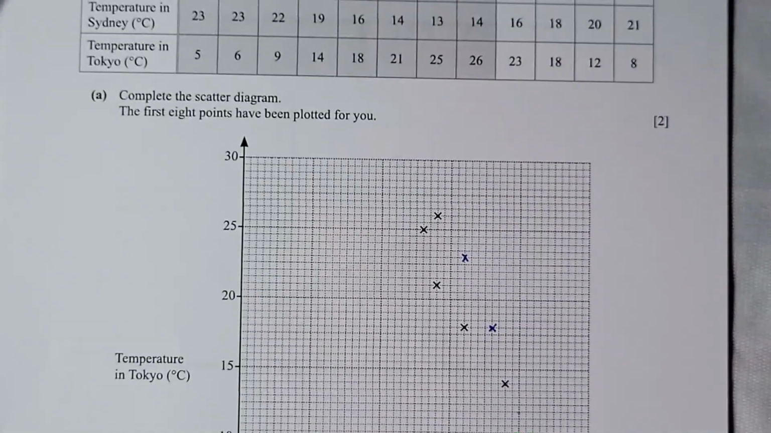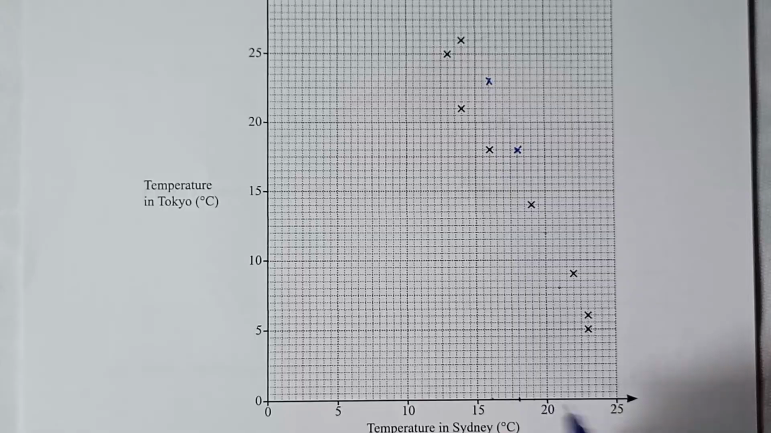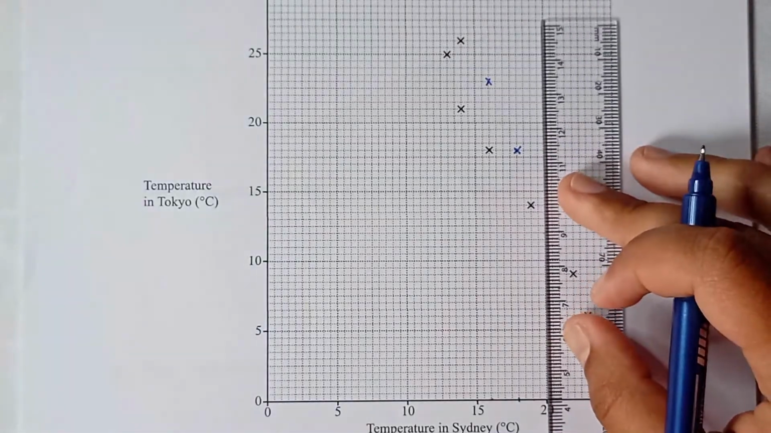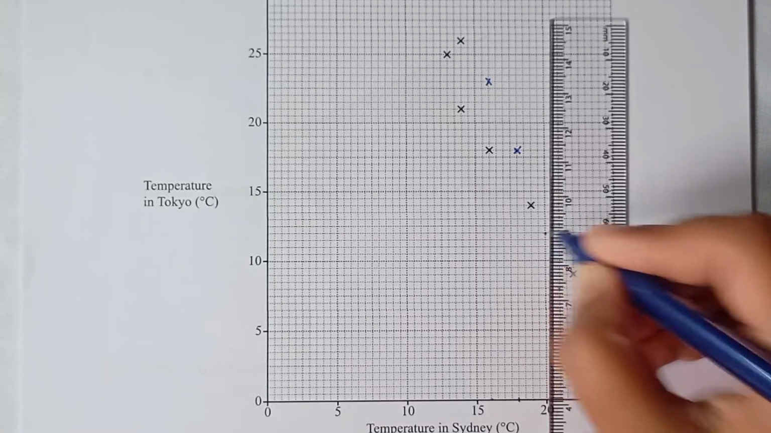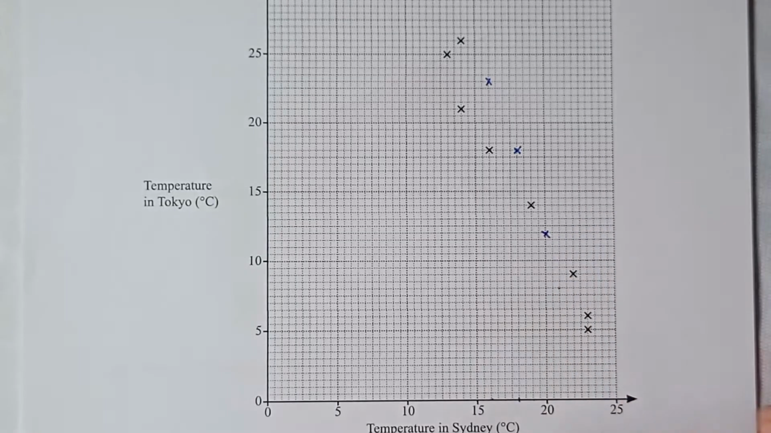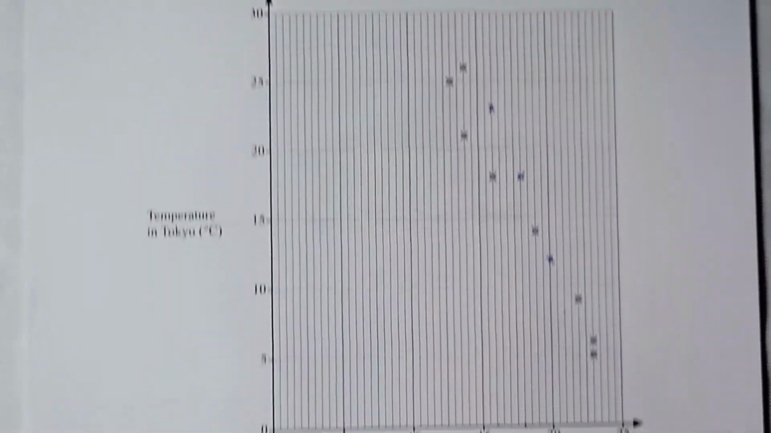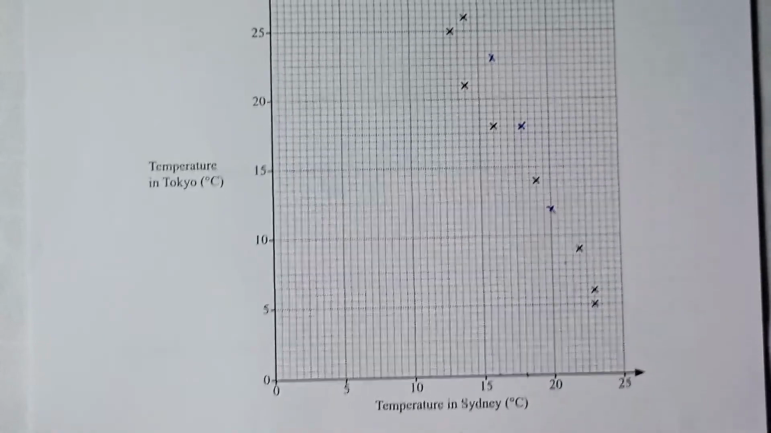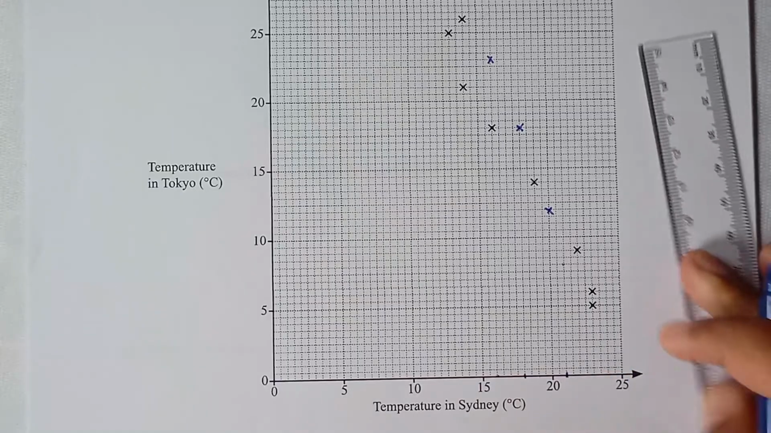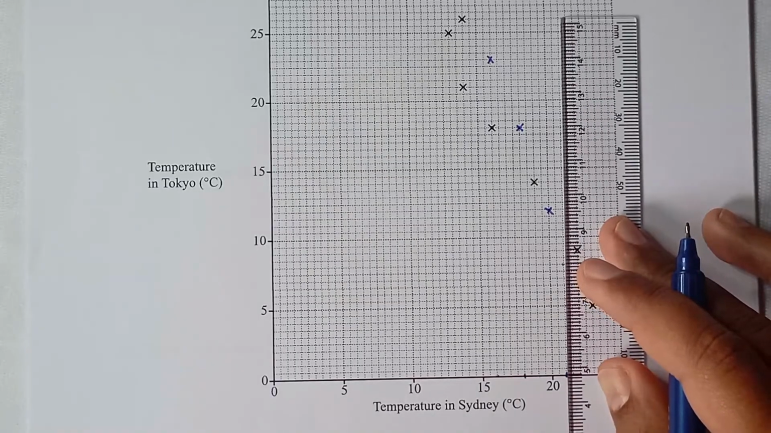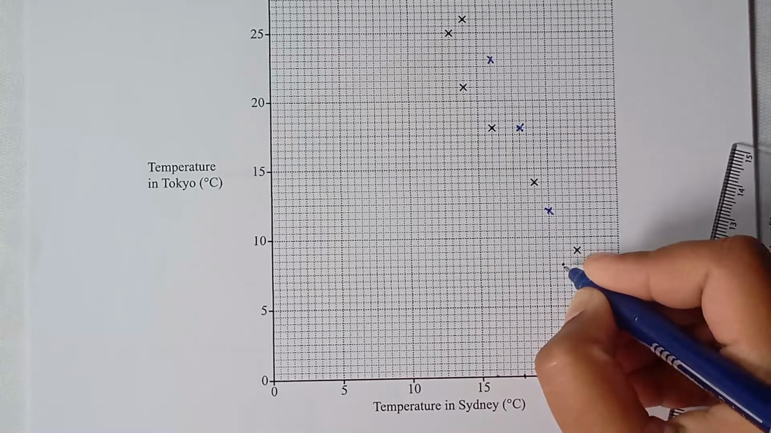Right. In November, 20 and 12. So let me plot 20, 12. So here is 20, and for 12, it's pretty easy. So 10, and then the 2 blocks above is 11, and then 2 above would be 12. This would be 12, and the last point is December, 21 and 8. So let me plot 21 and 8. So this is 21, the 2 blocks after 20, and we have 8, we have 5, 6, 7 and 8.